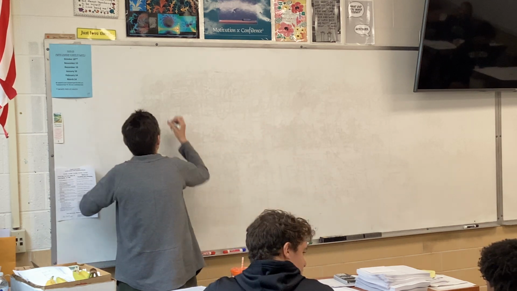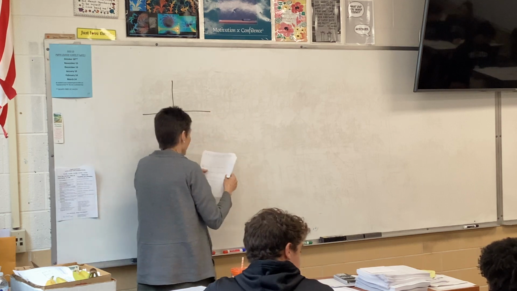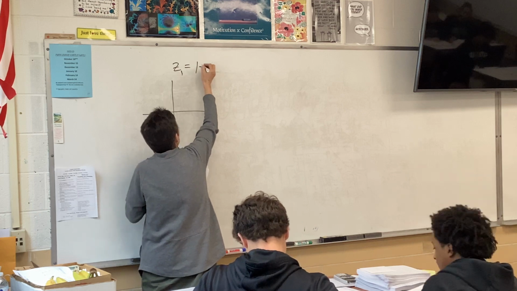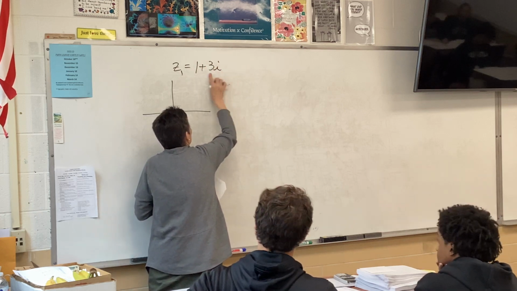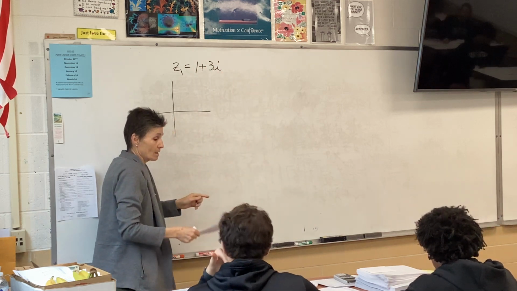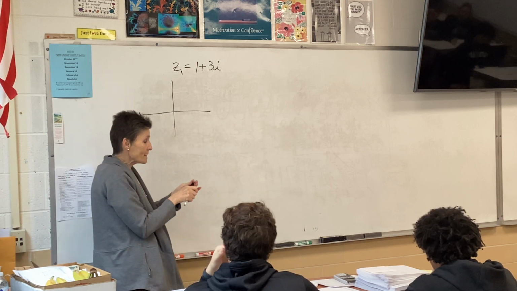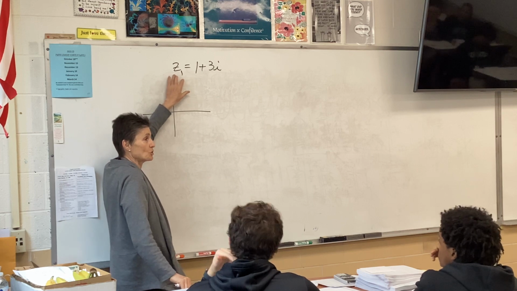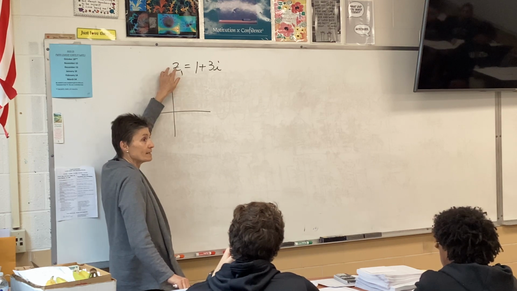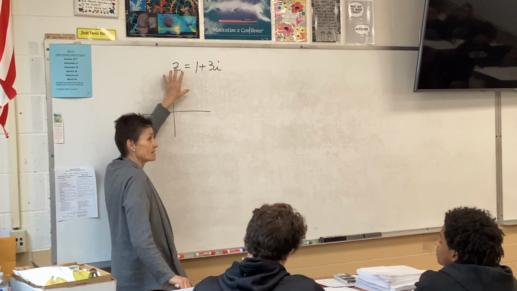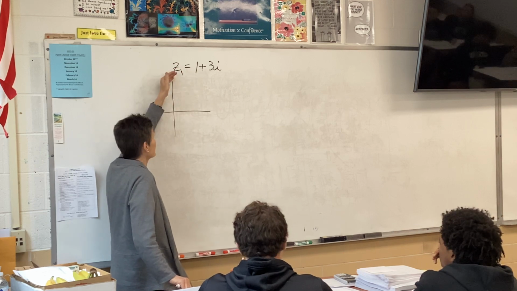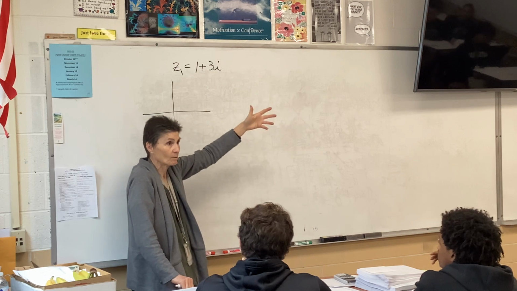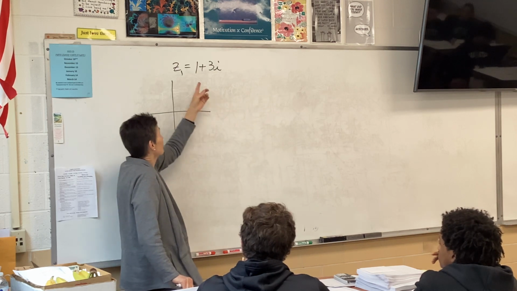So number 1 in 6.6 says plot this complex number. Now, we can name complex numbers, and the standard notation is with the letter z and a subscript. So this is our first complex number, z sub 1, 1 plus 3i. Now you know what a complex number is. a plus bi. There it is.